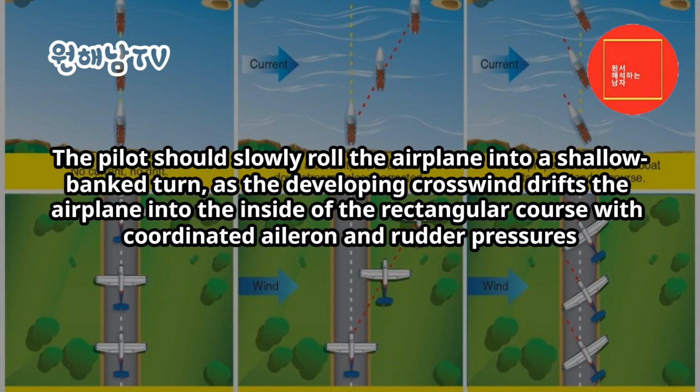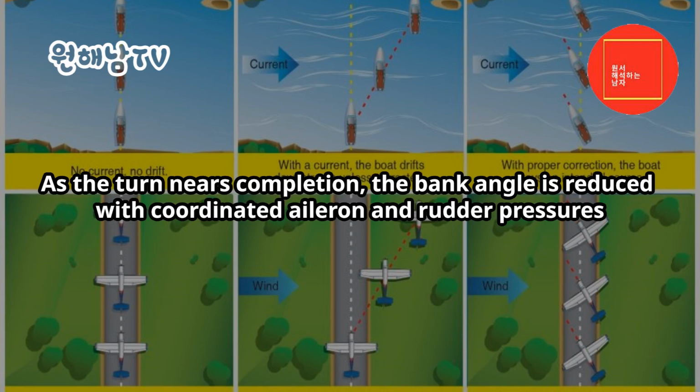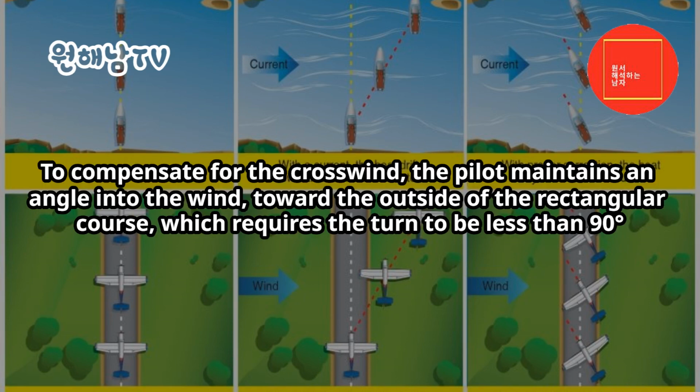The next leg is where the airplane turns from an upwind leg position to the crosswind leg. The pilot should slowly roll the airplane into a shallow banked turn, as the developing crosswind drifts the airplane into the inside of the rectangular course, with coordinated aileron and rudder pressures. As the airplane turns onto the crosswind leg, the headwind lessens and becomes a crosswind. As the turn nears completion, the bank angle is reduced with coordinated aileron and rudder pressures. To compensate for the crosswind, the pilot maintains an angle into the wind, toward the outside of the rectangular course, which requires the turn to be less than 90 degrees.